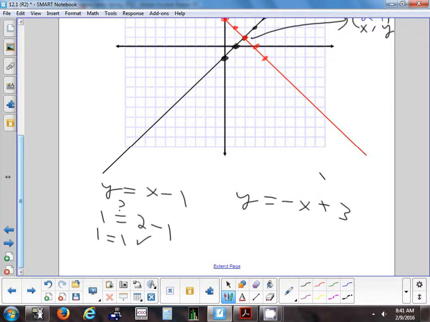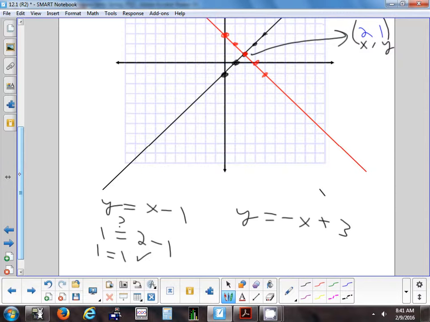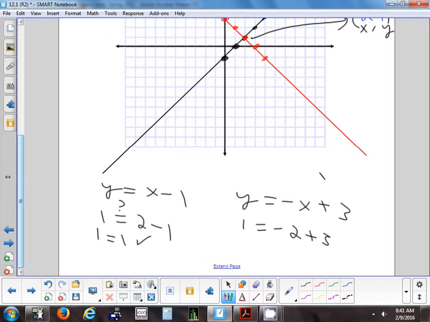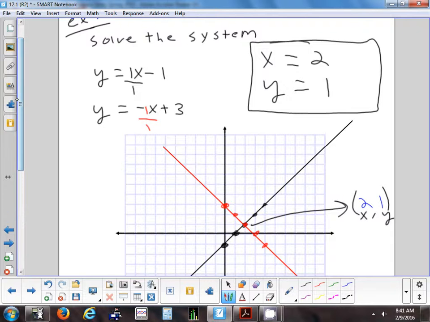What did we get for y? 1. What did we get for x? 2. Is negative 2 plus 3 equal to 1? Yes. So what we just found was a value for x and a value for y that not only worked in the first equation, but it also worked in the second.